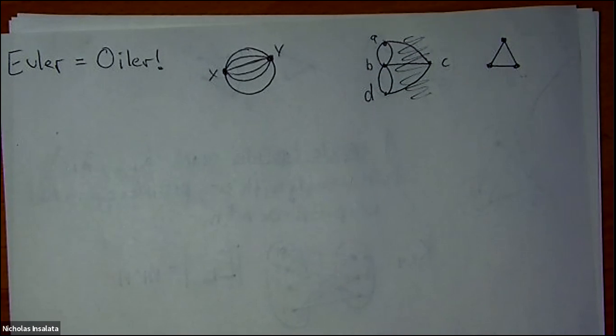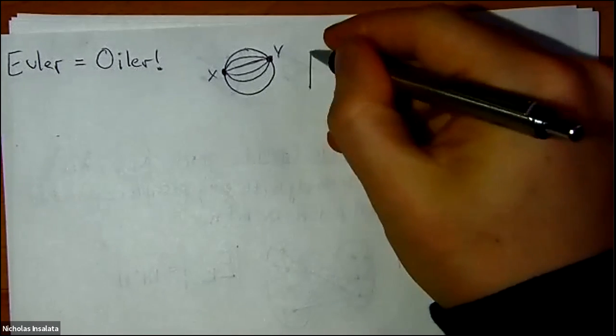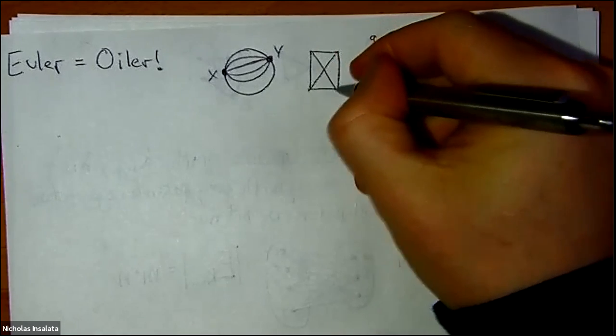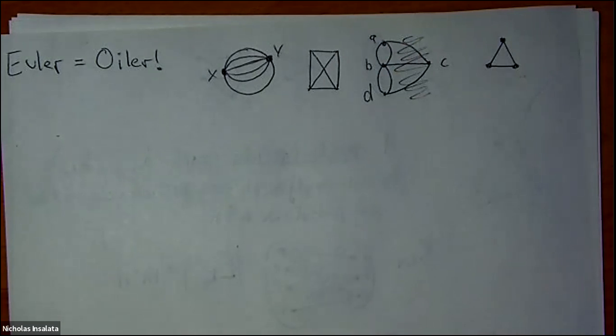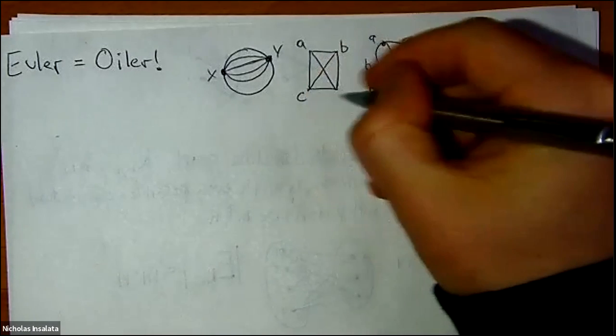Okay, so in that case, let's see if I can come up with one that doesn't work. Here, let's do K3. Pardon me, K4. This has a total degree of 12, which is a multiple of 4, but I claim that there is not an Euler circuit in this graph, K4. What do you guys think?